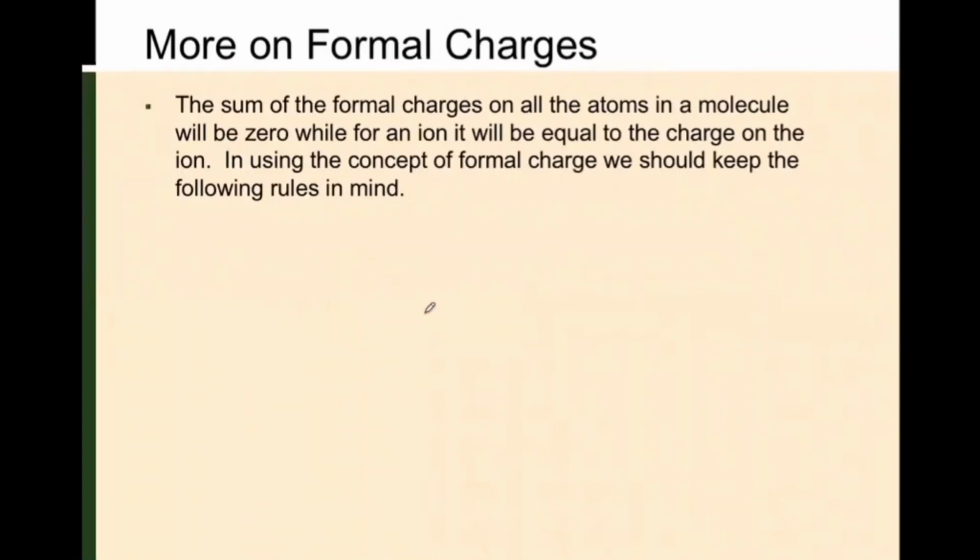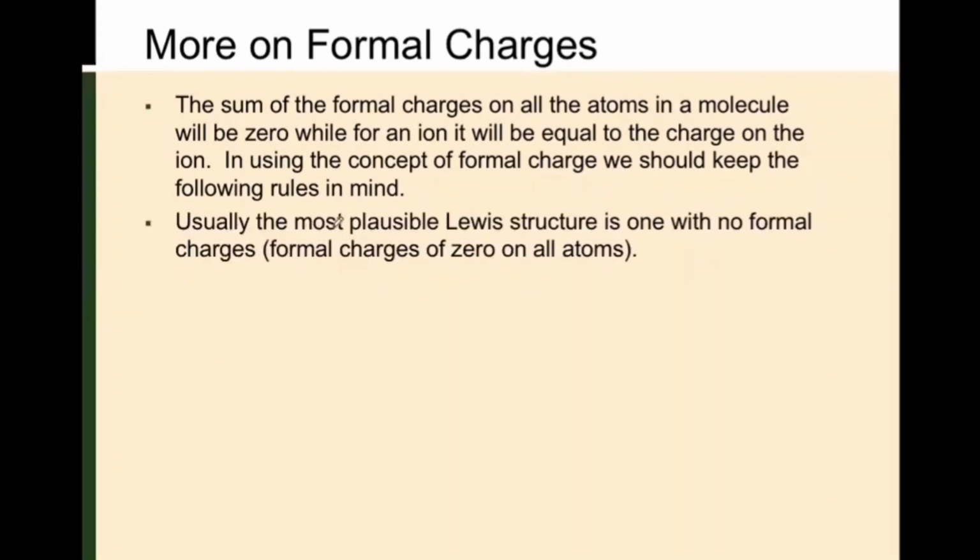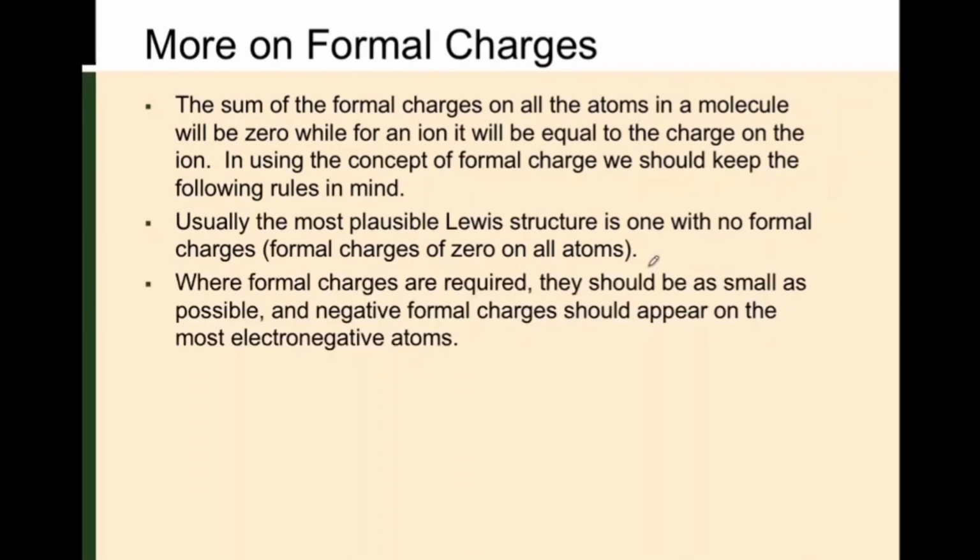So more on formal charges. The sum of the formal charges on all the atoms in a molecule is 0, while for an ion it will be equal to the charge on the ion. In using the concept of formal charge, we should keep the following rules in mind. The most plausible Lewis structure is one with no formal charges, so formal charges of 0 on all atoms. Where formal charges are required, they should be as small as possible, and negative formal charges should appear on the most electronegative atoms.